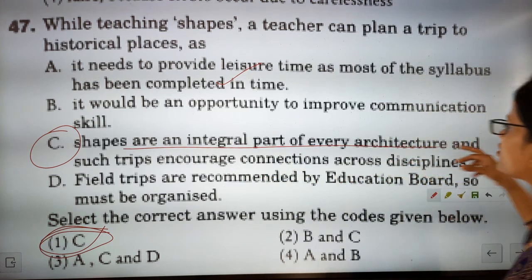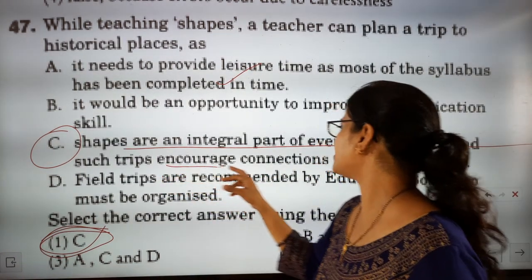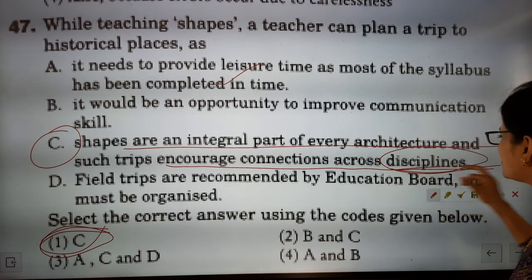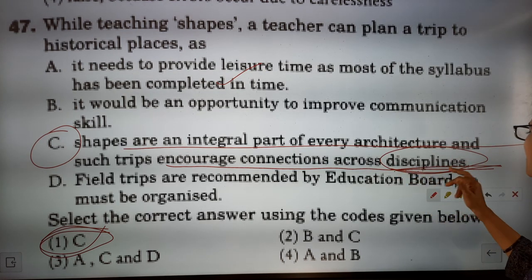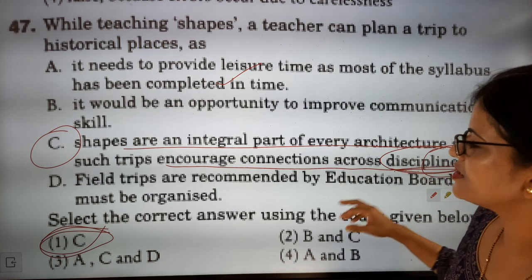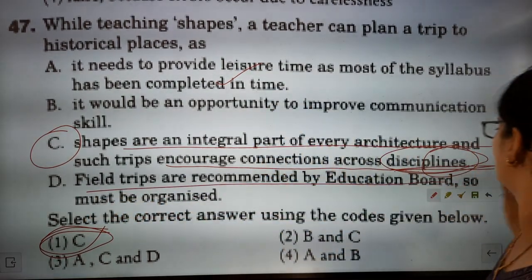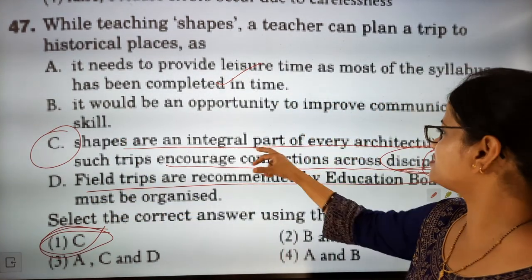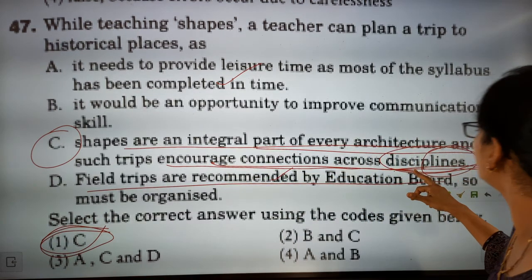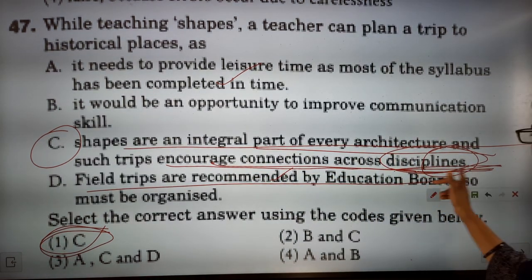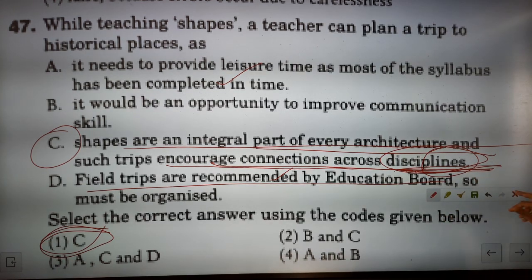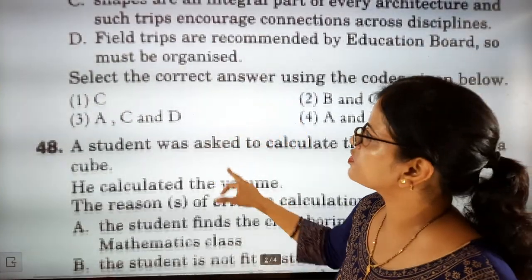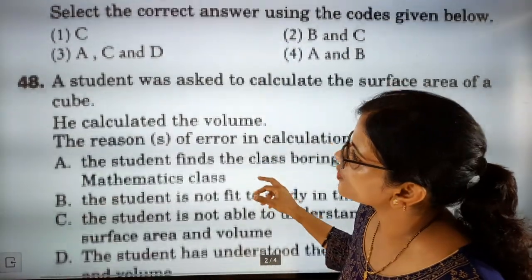Shapes are an integral part of every architecture, and each trip encourages connections across this word I do not know, means unable to see, because after DISCI nothing is clear to me. It is mixing. Okay, so answer C will be the correct one. Why? Because this statement is connections across disciplines. E or I is mixing. So the correct answer will be exactly this one. C will be the correct answer. That is the only one, because the rest I am not going for. Now go for question number 48.